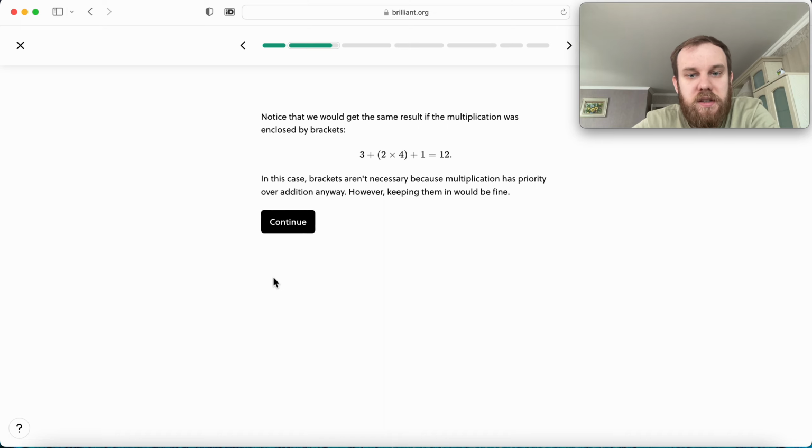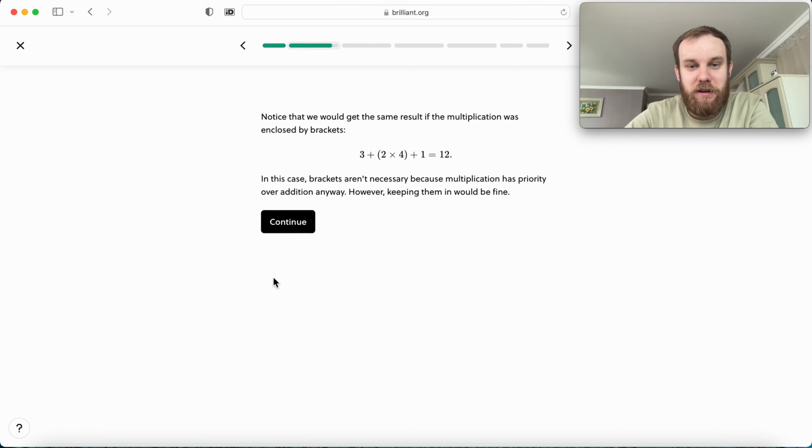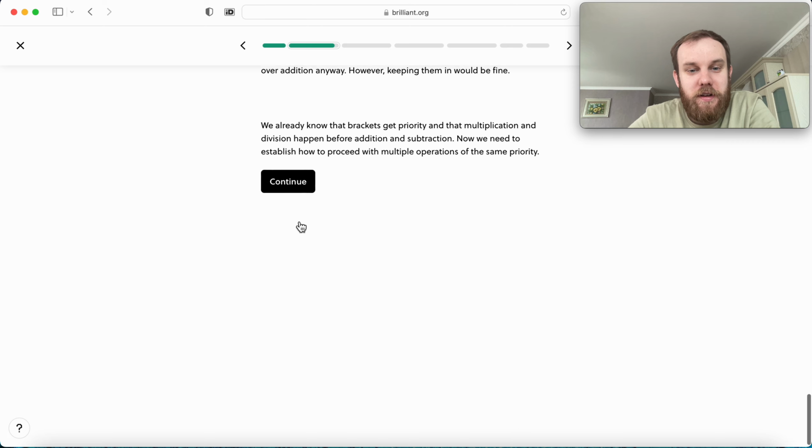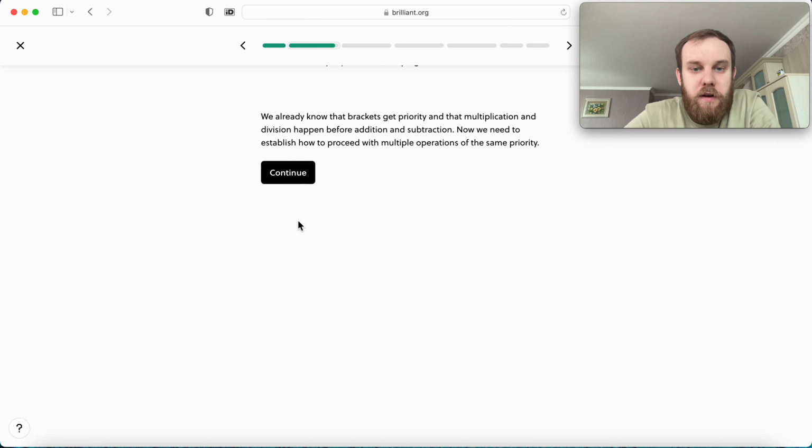Notice that we would get the same result if multiplication was enclosed by brackets. Yeah, true. In this case, brackets aren't necessary because multiplication has priority over addition anyway. However, keeping them in would be fine. Okay. No mathematician will punish you if you do this. If your teacher did, tell them they shouldn't.